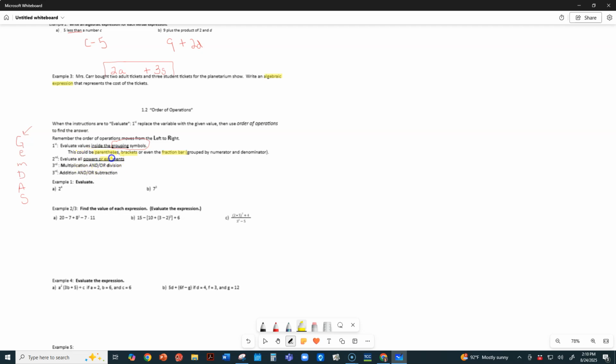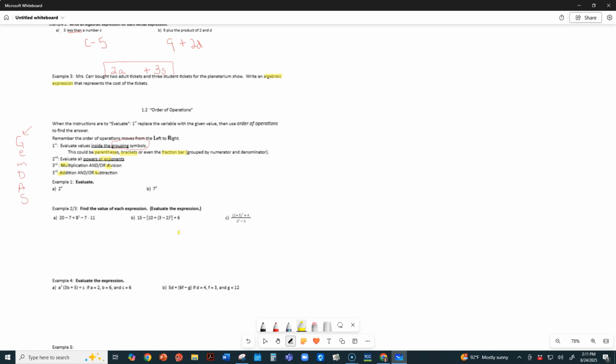We've got exponents next, we've got multiply and divide in the order that they appear from left to right. So that means that you could technically divide before you multiply. And then same with addition and subtraction. If subtraction appears in the problem before the addition, then you actually are going to subtract before you add. Okay, and then I'm going to run through here and do these examples real quick.